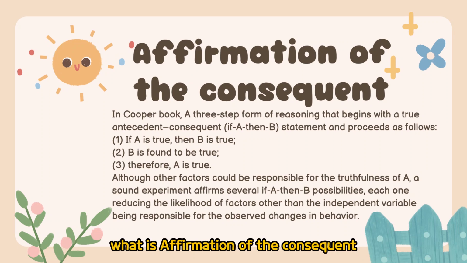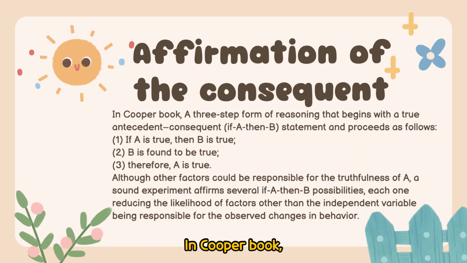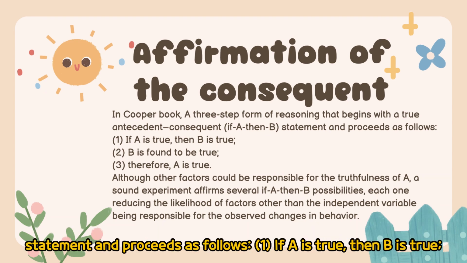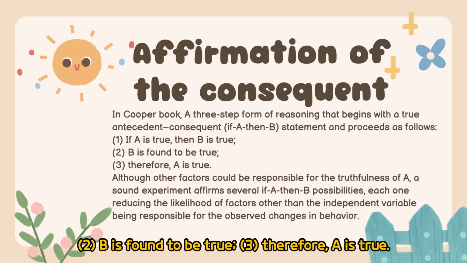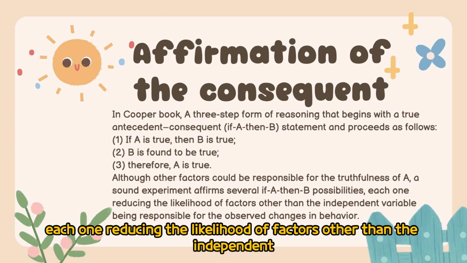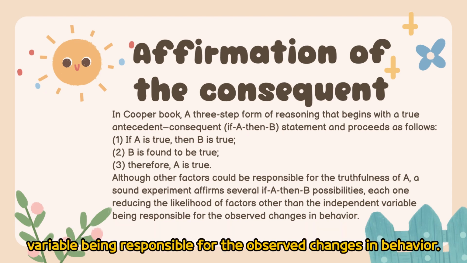What is affirmation of the consequent? In Cooper's book, it says a three-step form of reasoning that begins with a true antecedent consequent if A then B statement and proceeds as follows: 1. If A is true, then B is true. 2. B is found to be true. 3. Therefore, A is true. Although other factors could be responsible for the truthfulness of A, a sound experiment affirms several if A, then B possibilities, each one reducing the likelihood of factors other than the independent variable being responsible for the observed changes in behavior.